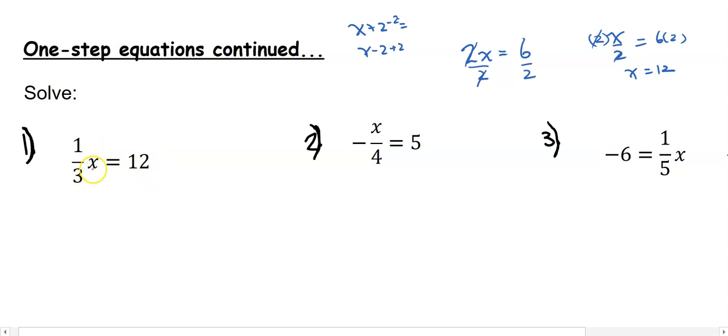What is a third of x? What is a third of a number to equal 12? What is that number? Again, we can go by inspection, or we can properly learn these steps so when we get to multi-step, we have the steps to follow.